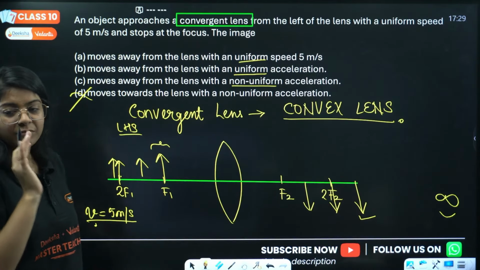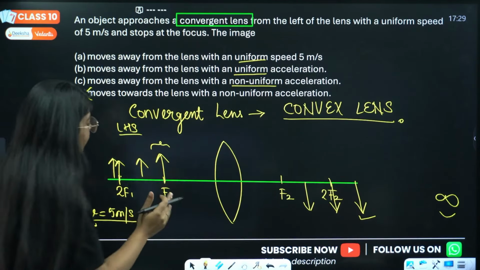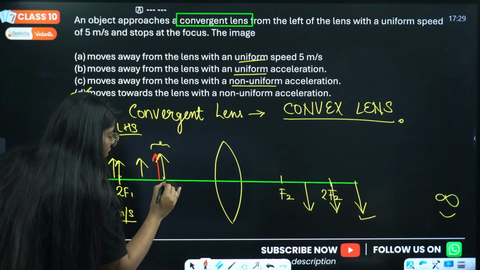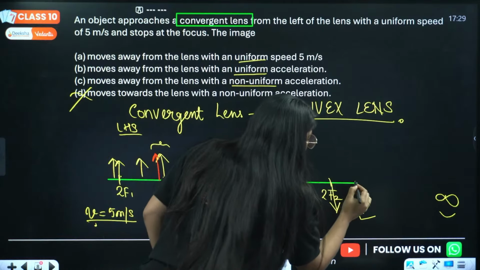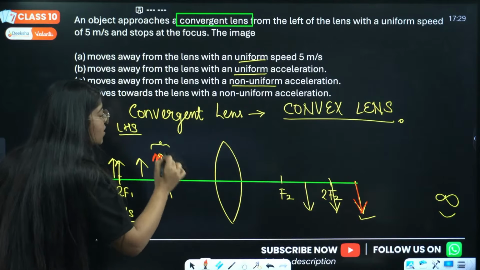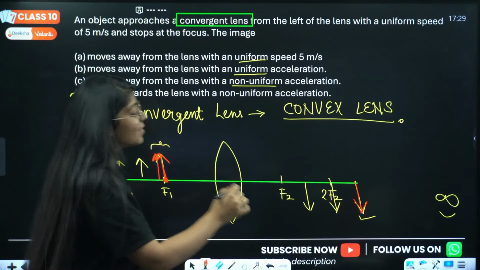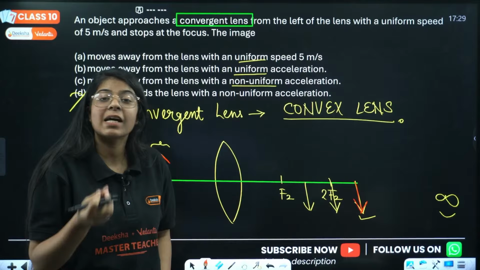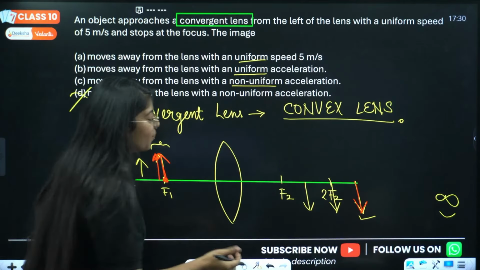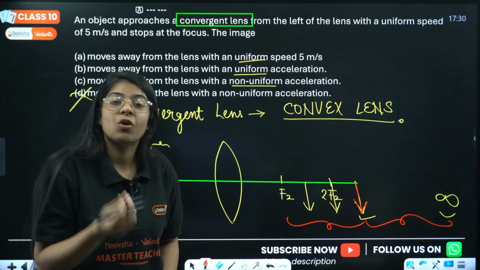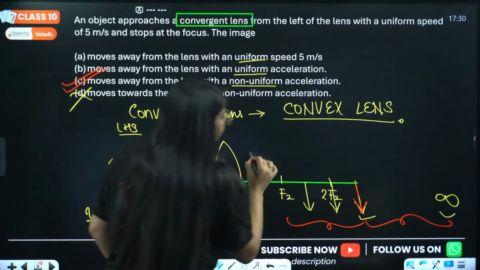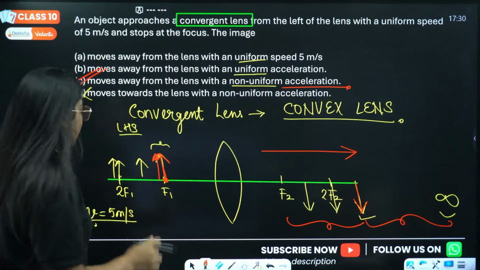See, till the object was just behind the focus, this is my focus, object is behind the focus, till then the image was being made beyond C. But as soon as the object touches the focus, the image runs towards infinity. So what kind of velocity or acceleration is this? This is non-uniform acceleration, because it is covering a different distance in the same time. So the correct option is the one where it is moving away from the lens with a non-uniform acceleration. Done? Understood? Okay, let's move on to the next question.